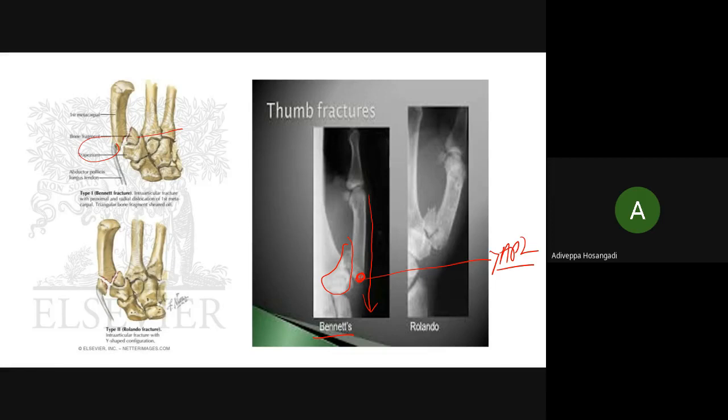So what happens in Rolando's? Even this part is fractured. So here this pulls only the fragment. The entire thumb is not pulled. So that's why there is no proximal migration of the first metacarpal. Is it clear? Yes, sir.